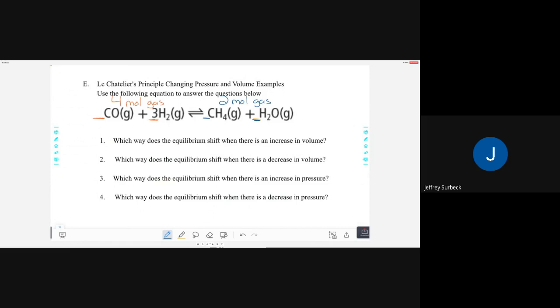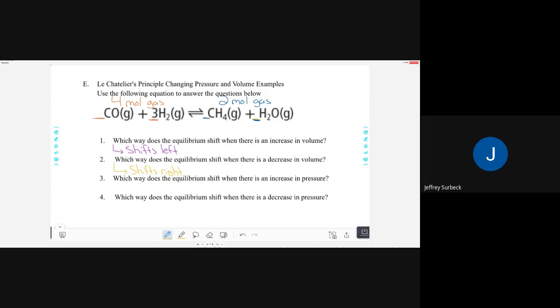Shift go left. There we go. Shifts left because that 4 is on the left-hand side. So number 1, we say shifts left. Now, number 2, it says which way does the equilibrium shift when there's a decrease in volume? So what happens to pressure? Increase. Pressure increases, it's got to relieve itself. It would go right because that's the least number of moles of our gas. So number 2, we would say shifts right.